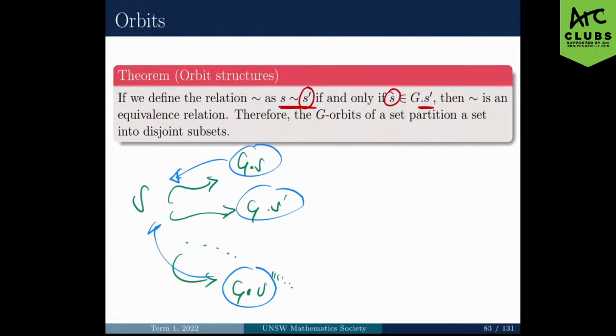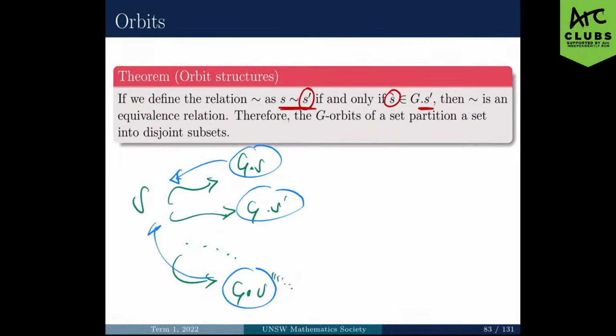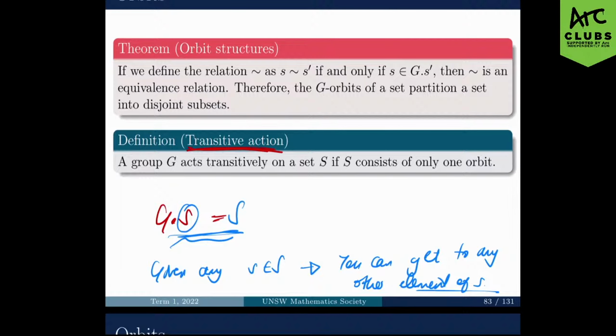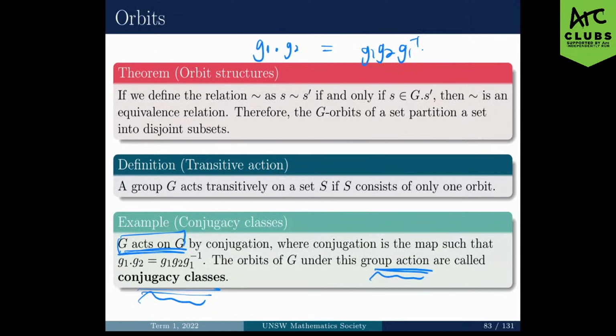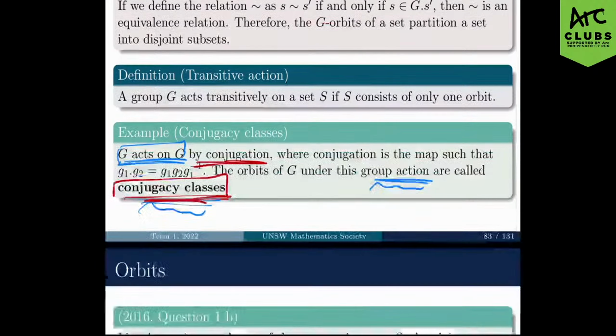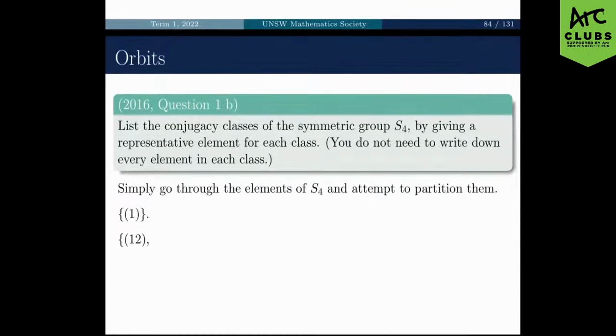So, the slides go on with this theorem on orbit structures. So if you define a relation as S is equivalent to S prime if and only if S is in the G orbit of S prime, then this is an equivalence relation. And what that means is that the G orbits of a set partition a set into disjoint subsets. So you take all the orbits that you can possibly get in a set, and they all sum up to create the set. G1, G2, G1 inverse. Then the orbits of G are called conjugacy classes. We'll skip through this because we don't have much time.